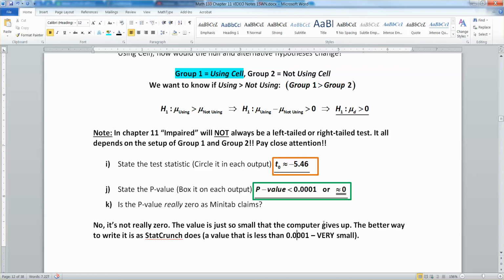So it could be 0.0000002 or something like that. So just know that it's a very, very, very small value. It's less than 0.001. Matter of fact, just to clear that up, I'll just say p-value is less than 0.0001, so it is very, very small.